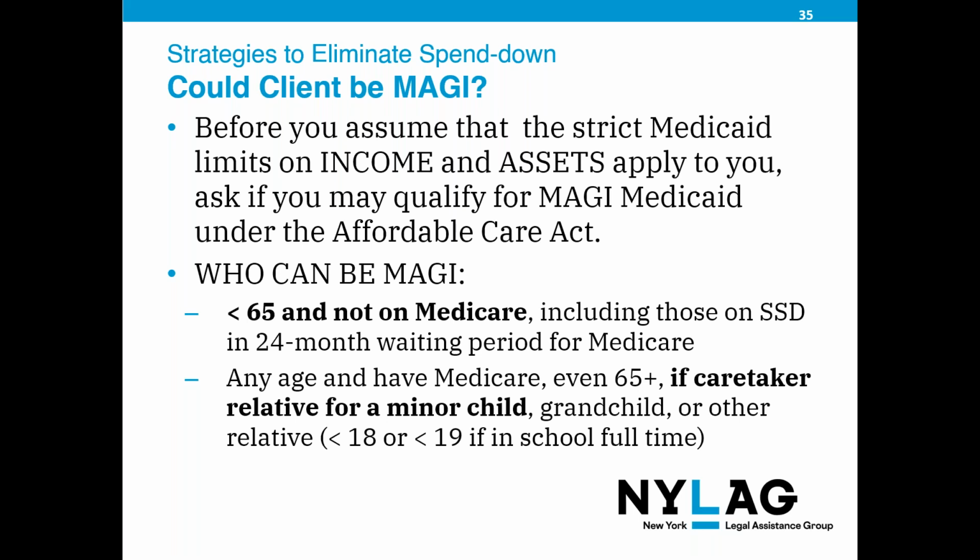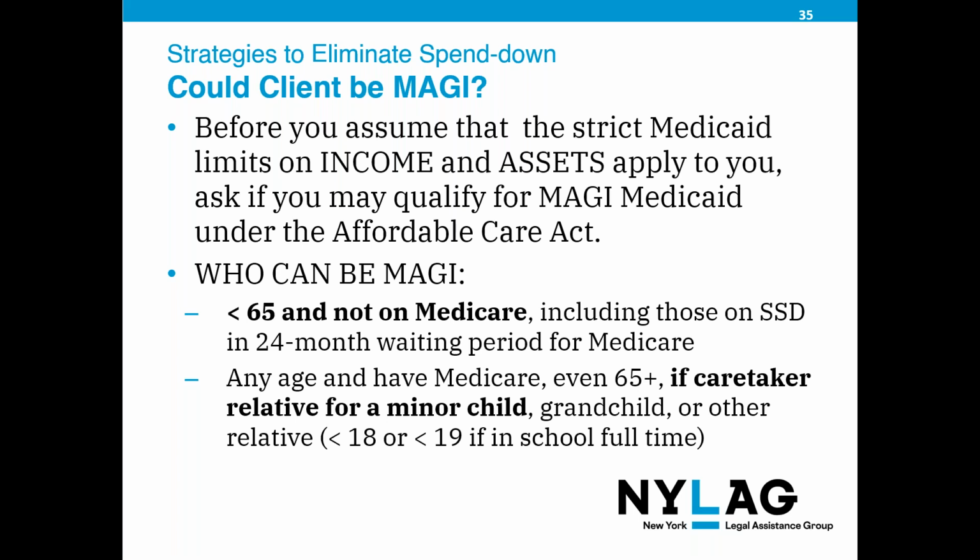So it can also include even people over 65 or under 65 who have Medicare if they're a caretaker relative for a minor child. And that could be a grandchild or other relative. It cannot be a foster child and it can't be a godchild. It must be related through adoption or blood. And child is defined as under 18 or under 19 if in school. So this could be an 85-year-old woman who's on Medicare, but she's caretaker for her grandchild who lives with her.